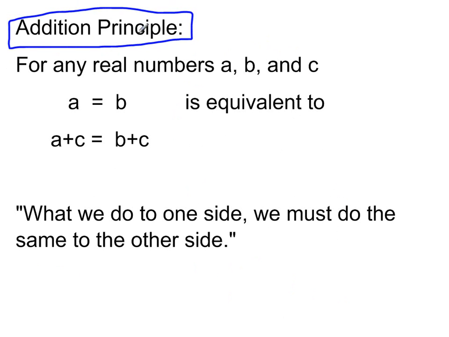We don't necessarily always add with the addition principle. Sometimes we're subtracting, but that's the grand scheme of things. This is the general idea. For any real numbers a, b, and c, and we know what real numbers are, so we're safe, if a equals b, then this is equivalent to a plus c equals b plus c.